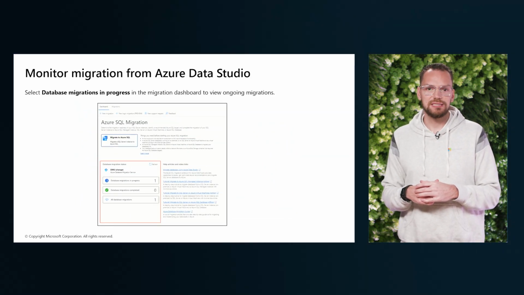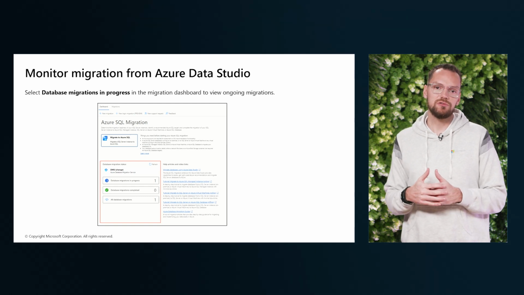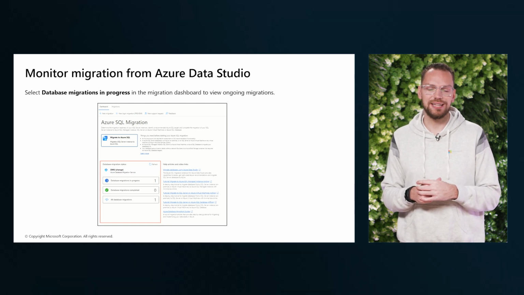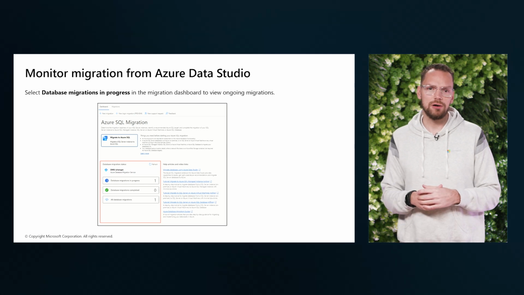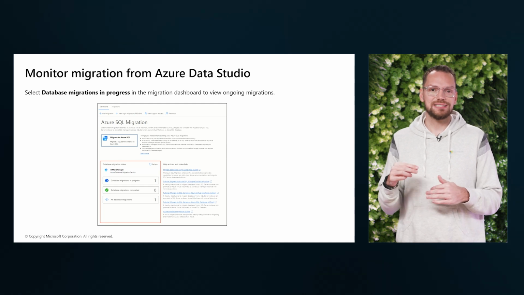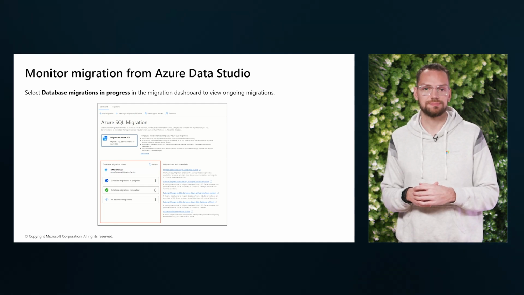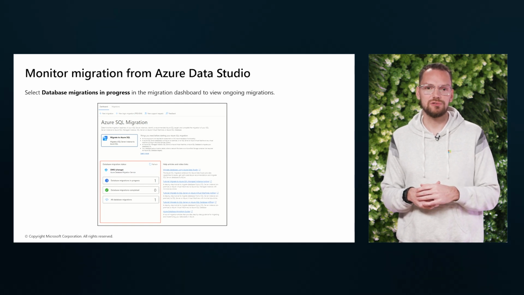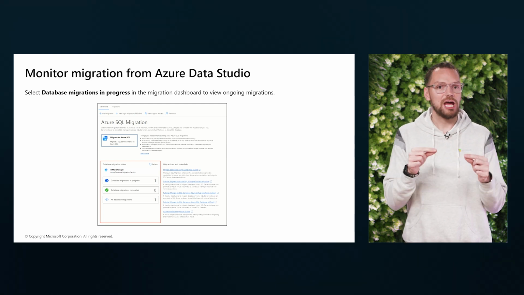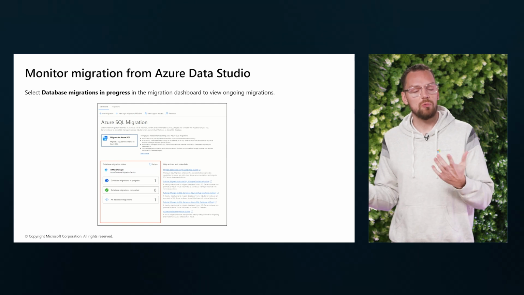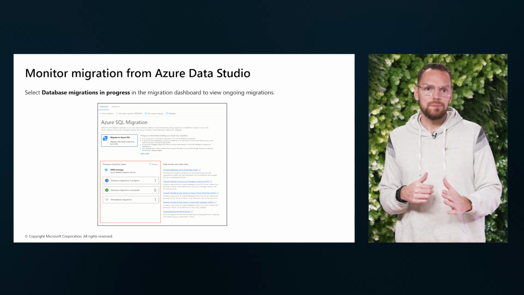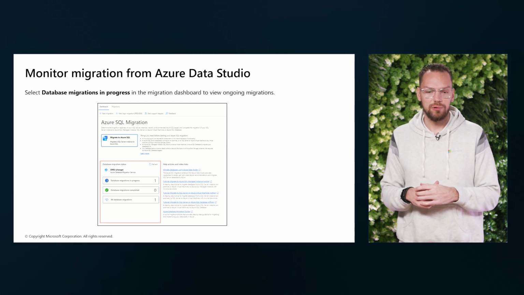Monitoring the migration process is important for ensuring a smooth transition to Azure Data Studio. By selecting Database Migration in Progress on the migration dashboard, you can easily track all the ongoing migrations. This feature allows you to click on specific database name to access detailed information about each migration. It's important to pay attention to the migration status, which will initially show as completed and will eventually change to succeeded once the migration is fully completed. The status is key indicator for the migration success, so we want to pay attention to that one.